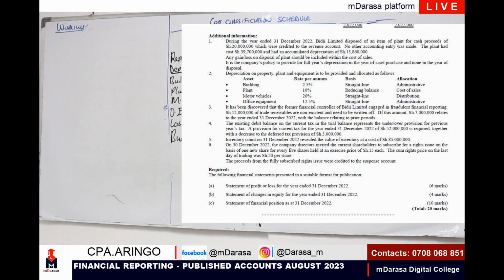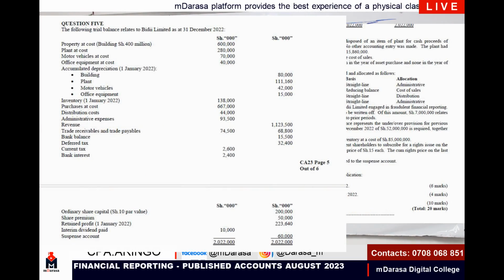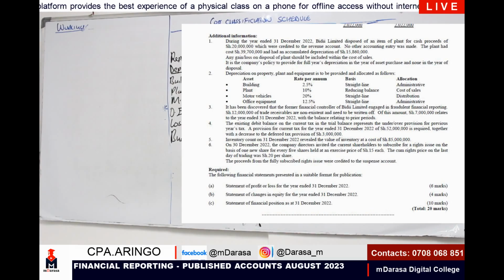Note 4 is telling us that the existing debit balance on the current tax in the trial balance, which ideally is what you are having. Check your trial balance, the current tax, the 2,600. That is what the examiner is telling us. We are told that the existing debit balance of the current tax in the trial balance represents the under or over provision for the previous year's tax.